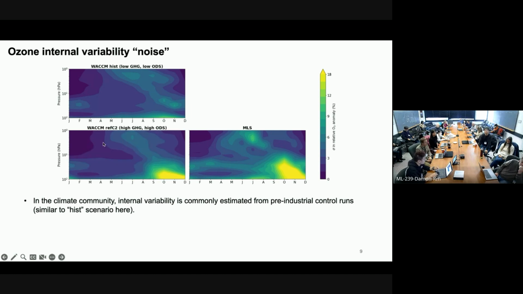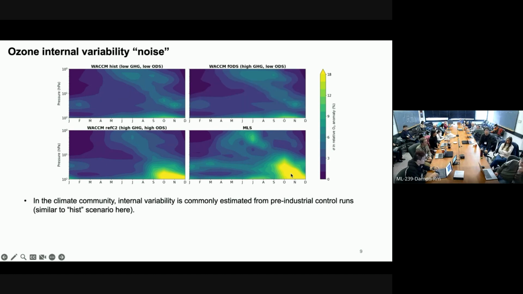And here I'm showing the WACCM REF-C2 scenario, which is the high greenhouse gas and high ODS of the present day. And we see that it captures pretty well this enhanced ozone internal variability over spring. And I'm also showing a sensitivity test with a fixed ODS scenario, where we have high greenhouse gas similar to present day, but low ODS as in the pre-ozone depletion time, and it doesn't capture the enhanced ozone variability. This suggests that the enhanced ozone internal variability is mostly due to elevated ODS in the present day.